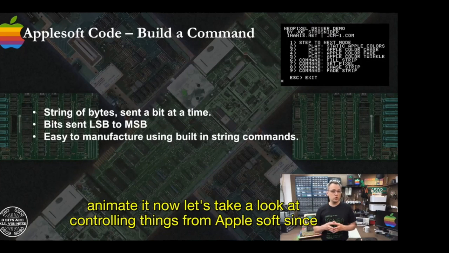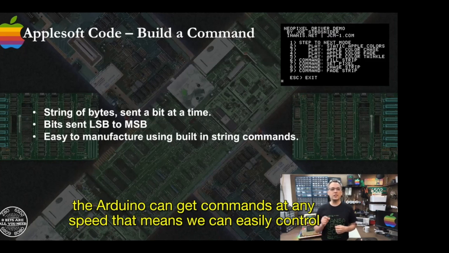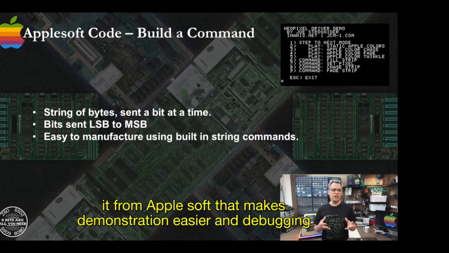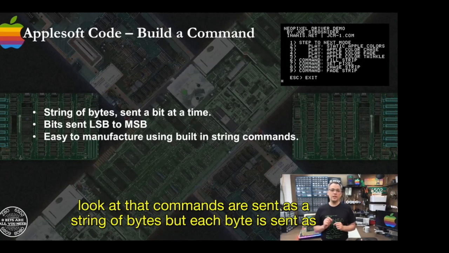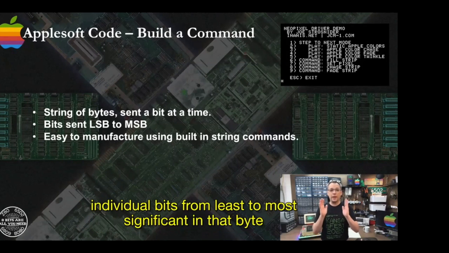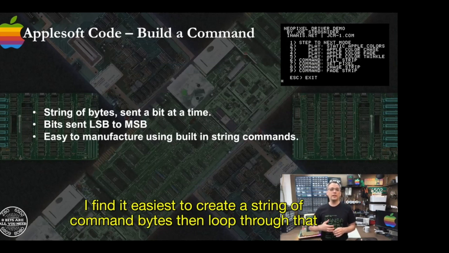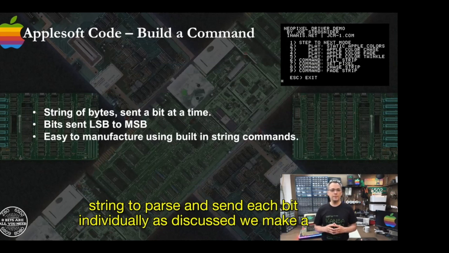Now let's take a look at controlling things from Applesoft. Since the Arduino can get commands at any speed, that means we can easily control it from Applesoft. That makes demonstration easier and debugging easier too, in my opinion, so let's take a look at that. Commands are sent as a string of bytes, but each byte is sent as individual bits from least to most significant in that byte. I find it easiest to create a string of command bytes, then loop through that string to parse and send each bit individually.